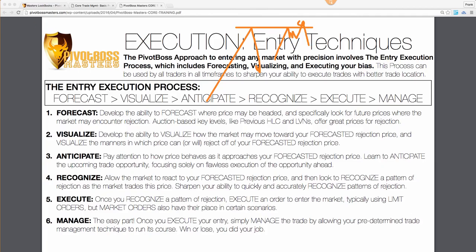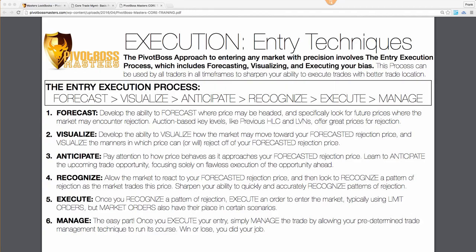Visualize those different manners in which things can happen. Because by visualizing that, you're able to then anticipate and recognize it much, much faster when it's happening, so that you can execute much, much faster. So visualizing is very, very important. Anticipation, so anticipate the next one.